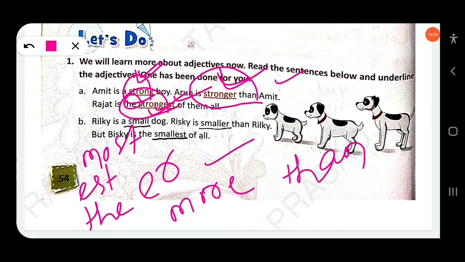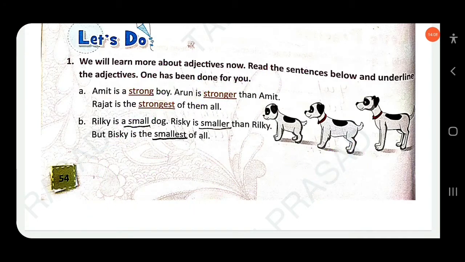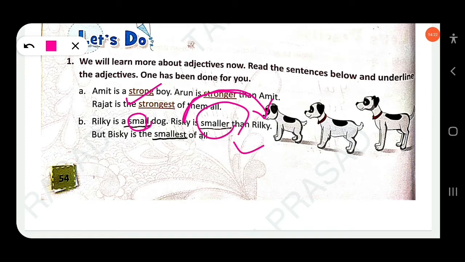This is superlative degree. The next, Rilke is a small dog. So here no comparison is made. So here positive degree is used. Bisky is smaller than Rilke. So here comparison is made of one with the other, that means between two. So comparative degree will be used. But Bisky is the smallest of all. So here Bisky is compared with the other two dogs. So here superlative degree will be used. Smallest.